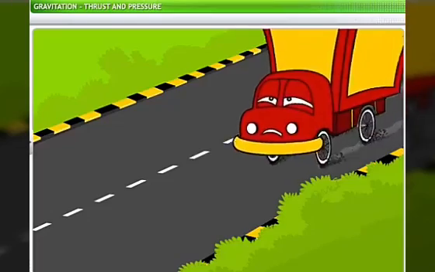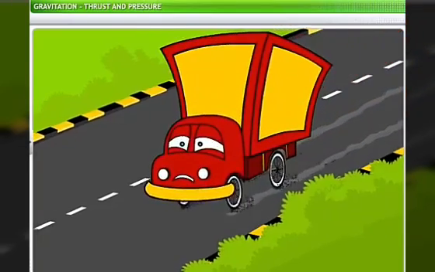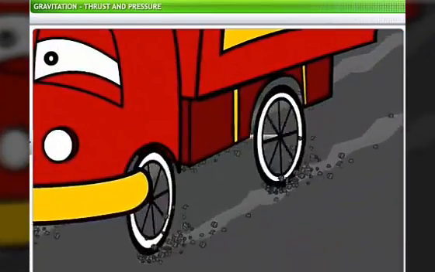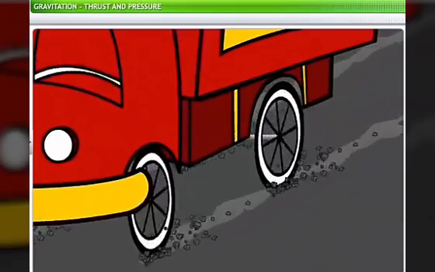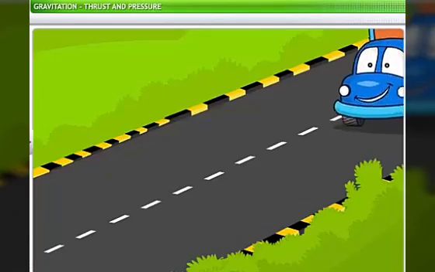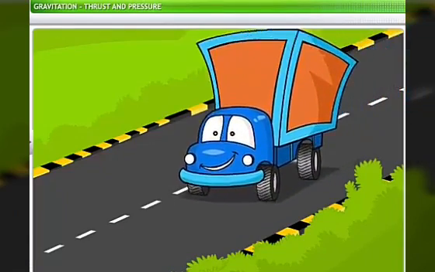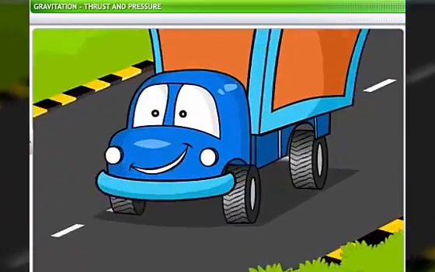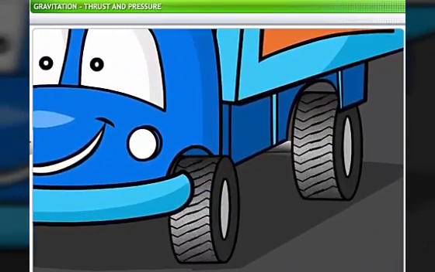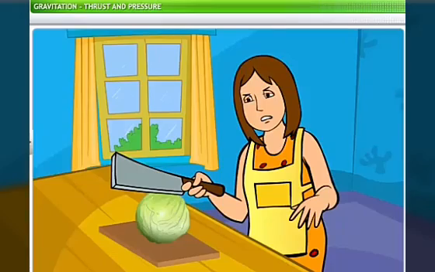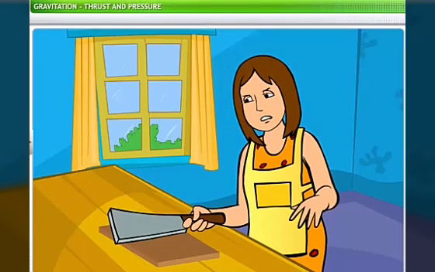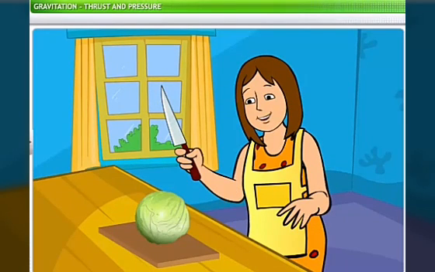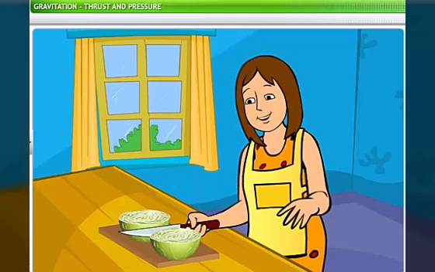Looks odd, doesn't it? It doesn't look like it can manage the load it's carrying. As we've all seen, trucks need wide tires. On the other hand, let's look at a housewife trying to chop vegetables with a thick, blunt knife. She's not having much success. To chop efficiently, she needs a knife with a sharp blade.